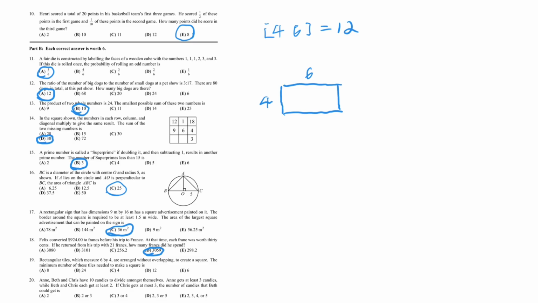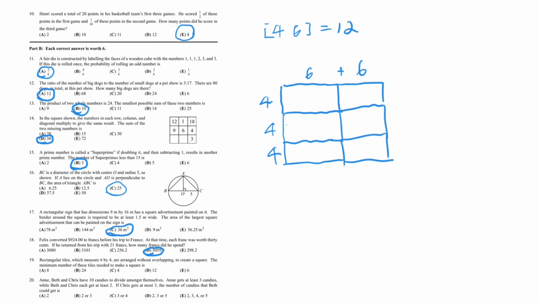For the 12 in one direction, we need 3 tiles because 3 times 4 is 12. For the other direction, we need 2 tiles because 2 times 6 is 12. Now the side length is 12, and the width is still 12. In total, we need 6 tiles. Therefore, the answer is E.